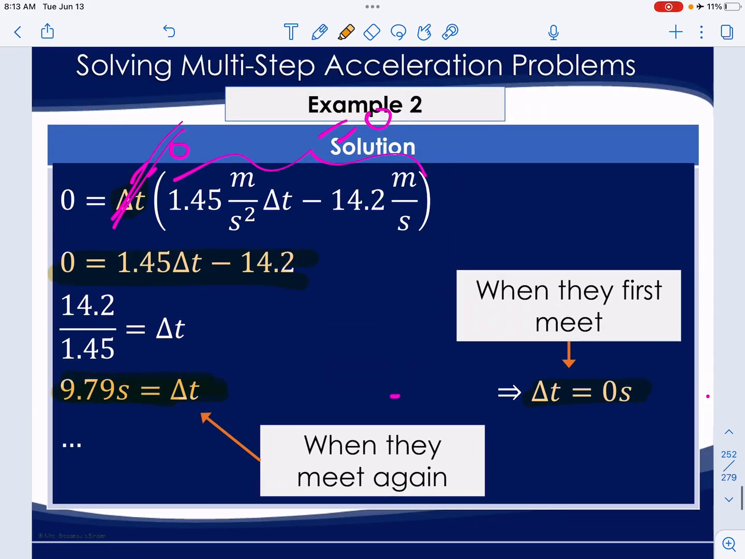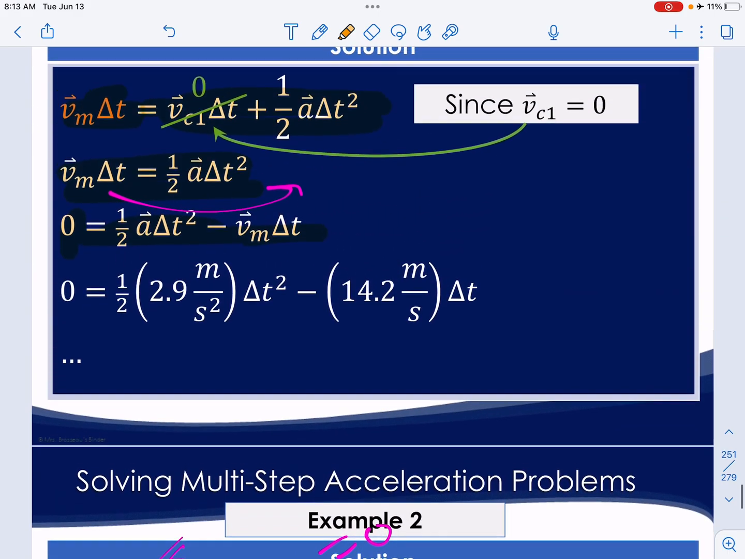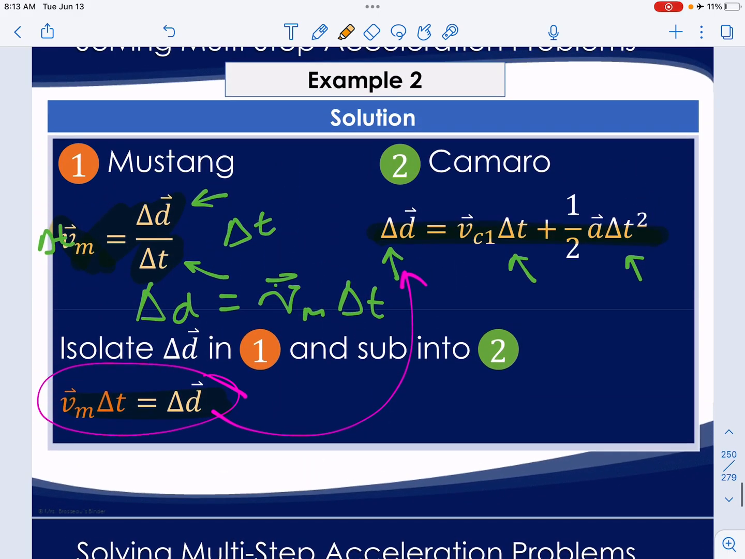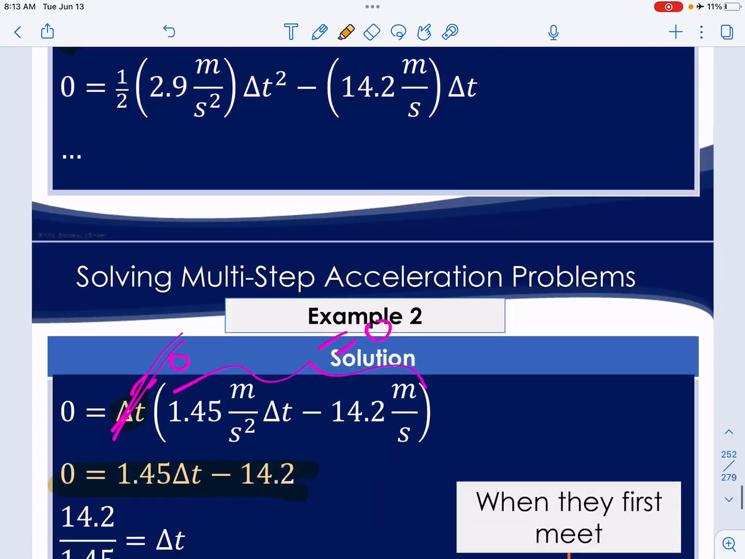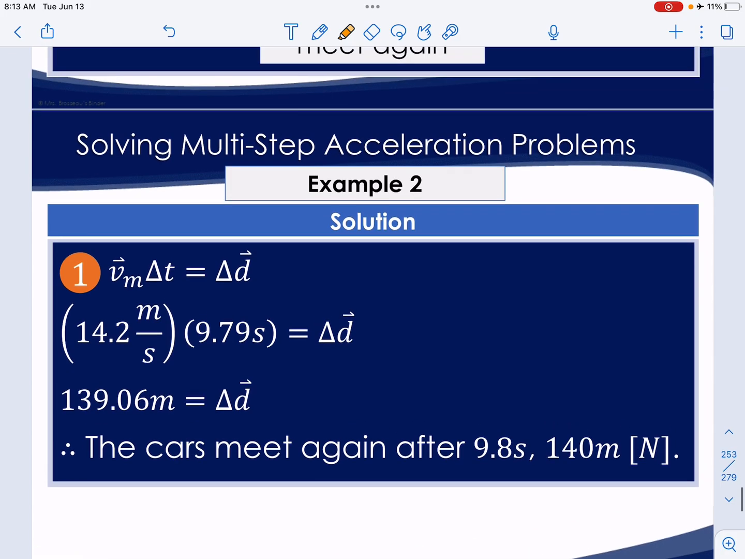Okay, so now that you have your delta T, you can plug this into either equation, but this would probably be the easier equation. You can plug that into either equation to solve for the answer. So if we plug delta T into here, we can get our delta D is equal to 139.06 meters. So the cars meet again after 9.8 seconds and 140 meters north.